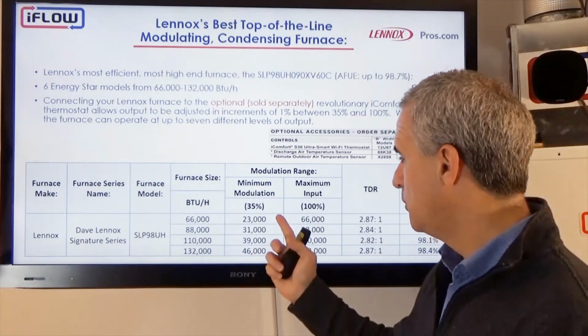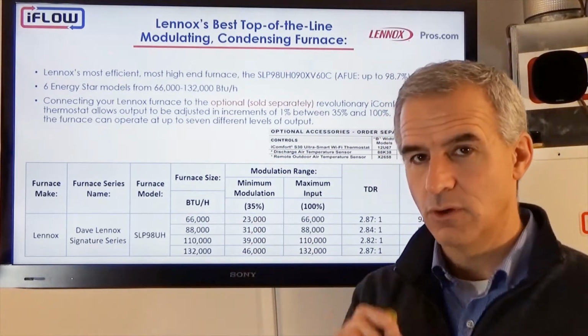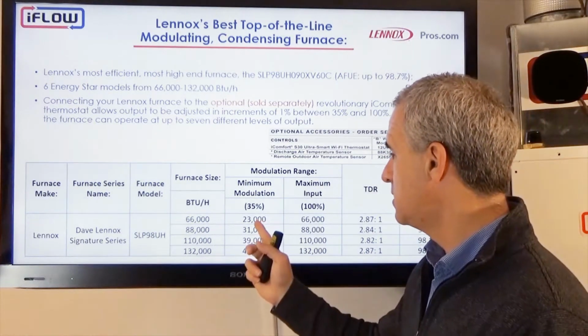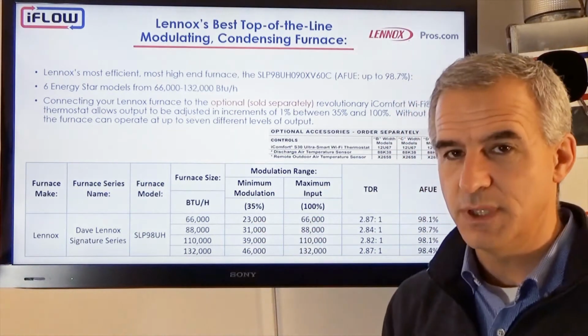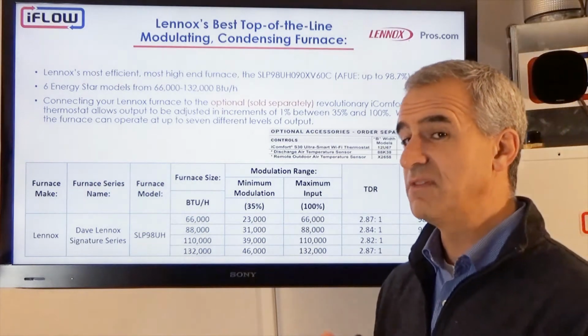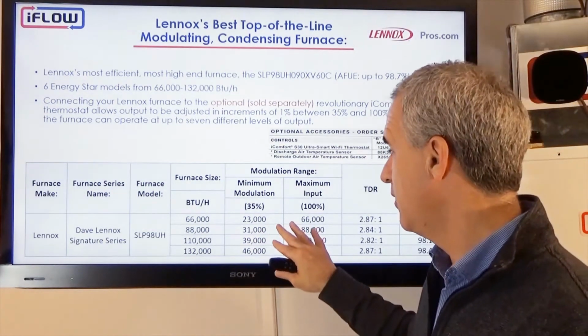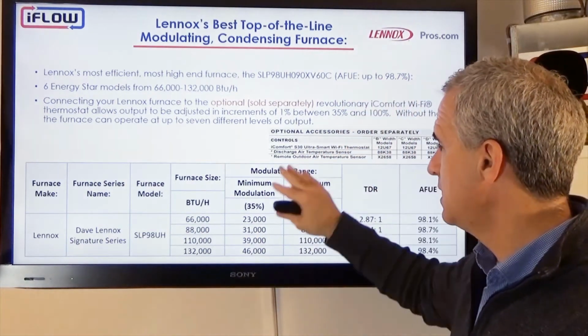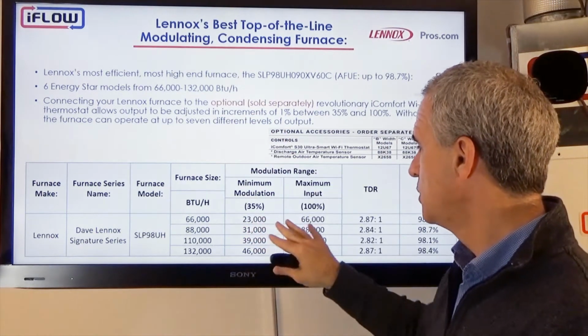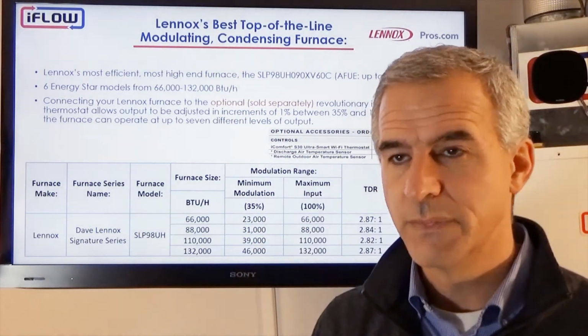So again, if your home's heat loss is between 23,000 and 66,000 BTUs, so let's say it's 50,000 BTUs, this would be a great furnace. You're going to get great efficiency, great modulation, should be an excellent choice for your home.